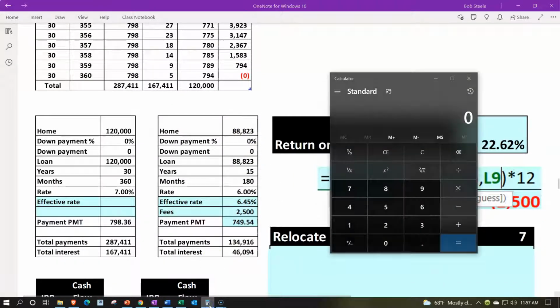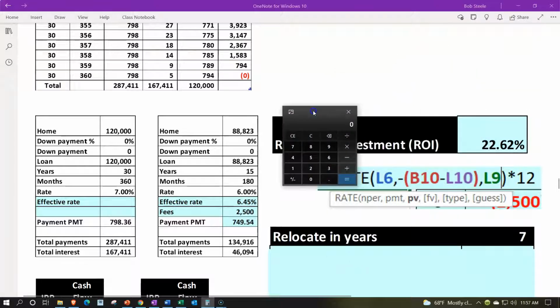Now, another calculation that we might do, we might say, okay, what's kind of like my payback period? How long would it take before I basically make back my 2,500, or in essence, kind of like the break-even point without taking into consideration time value of money calculations? So we could say, for example, if my payments are going from 798.36, that's not a 7. They're going from 798.36 minus the 749.54 means we're saving 48.82 a month.